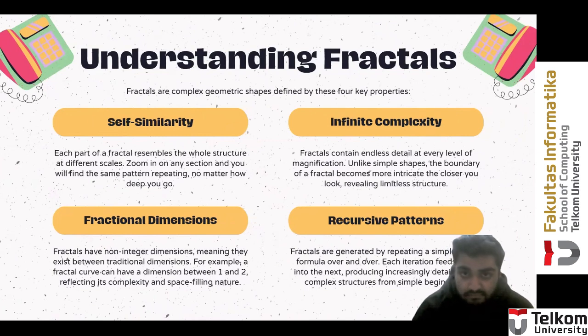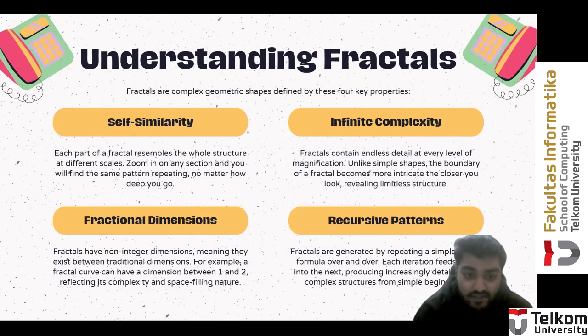To understand what a fractal really is, let's look at some of its properties. As explained before, self-similarity means that each part of a fractal resembles the whole structure at different scales. Zoom in on any section and you will find the same pattern repeating no matter how deep you go. It also has infinite complexity. Fractals contain endless detail at every level of magnification. Unlike simple shapes, the boundary of a fractal becomes more intricate the closer you look, revealing its limitless structure.